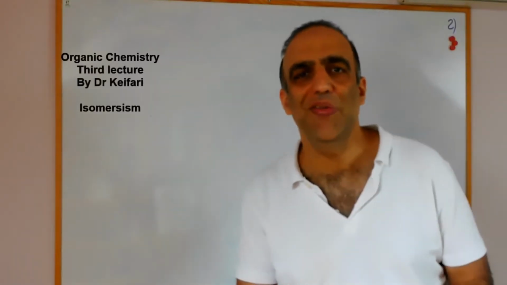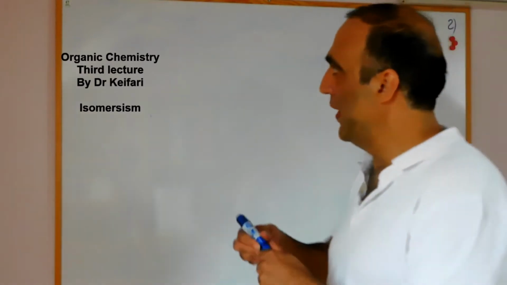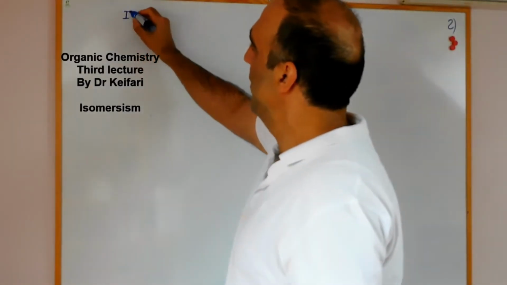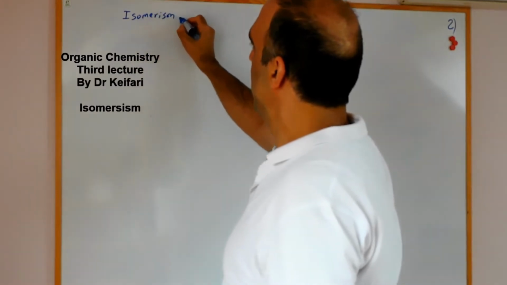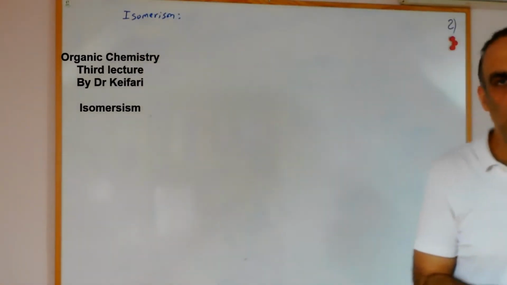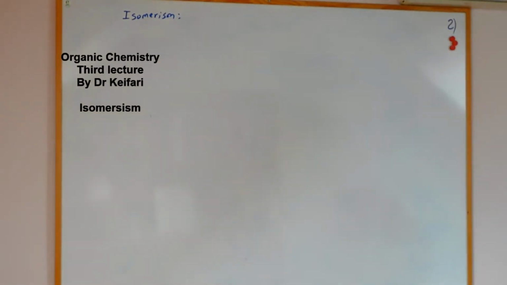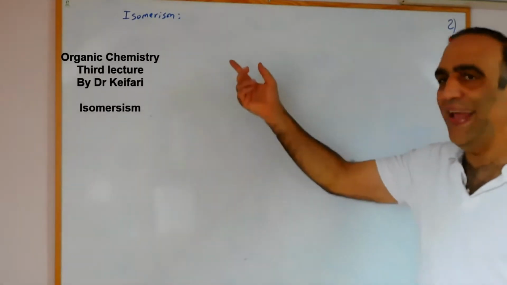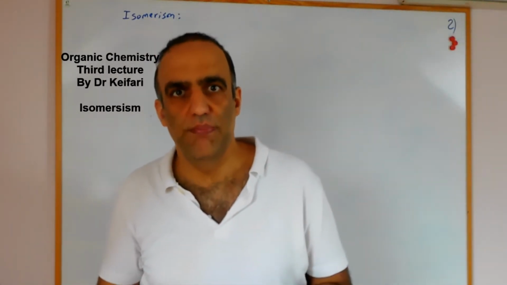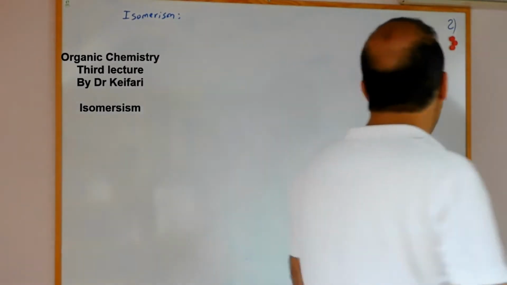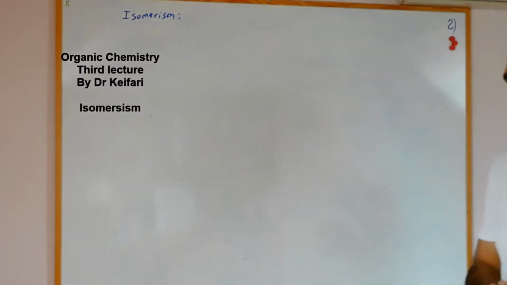Hi, today I want to start teaching isomer and isomerism. The first step is the definition of the isomer. What is the isomer? Isomers are compounds that have the same molecular formula but different structure. In this situation, we have to classify isomerism first.